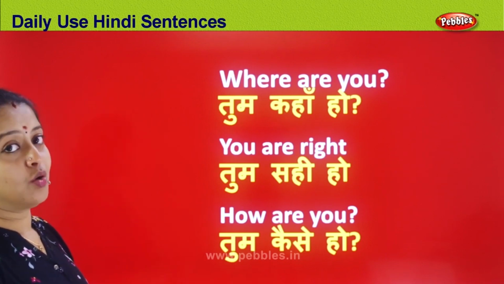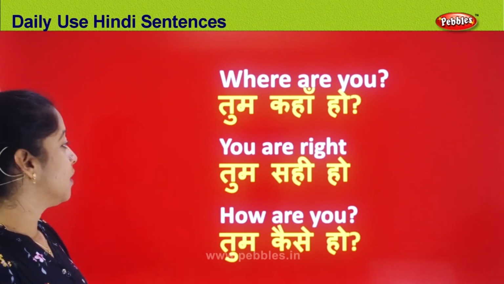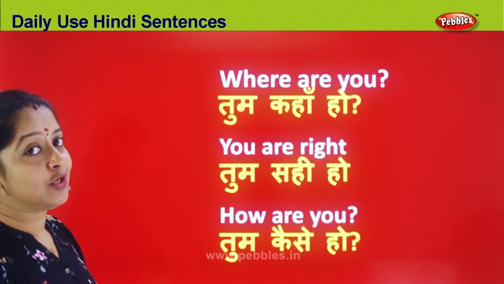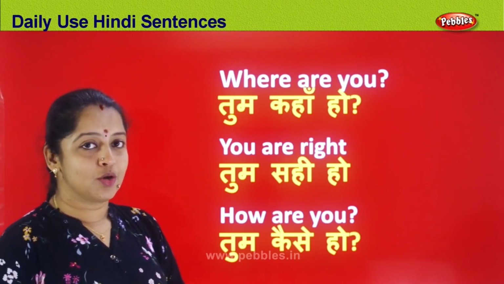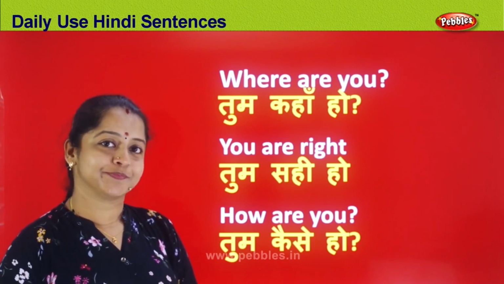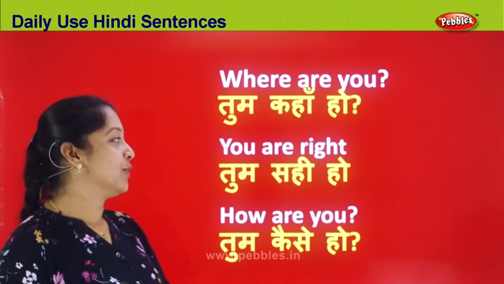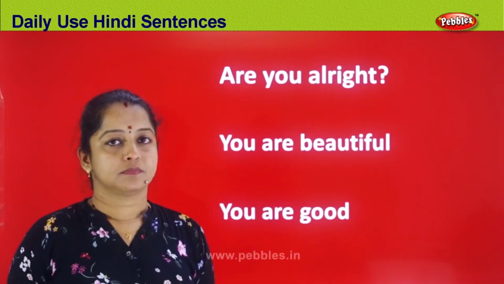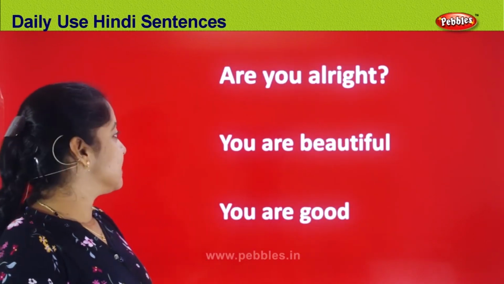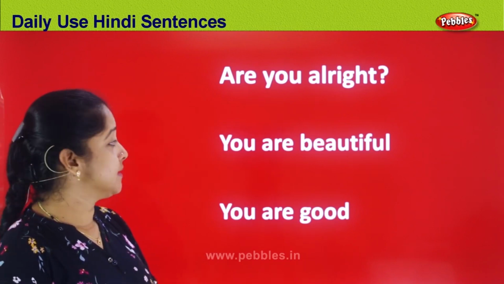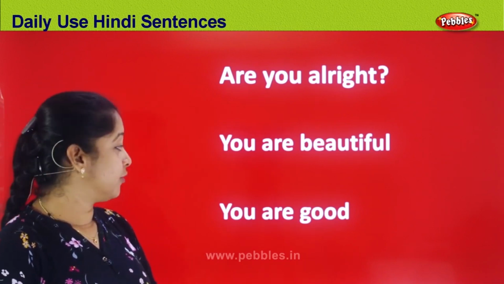तुम कहाँ हो? Where are you? तुम सही हो. You are right. तुम कैसे हो? How are you? Alright. So let's have a look at the next set of words. Now let's have a look at the next set of sentences. Are you alright? You are beautiful.